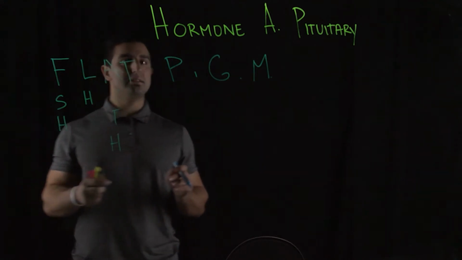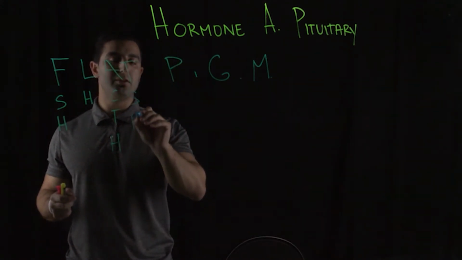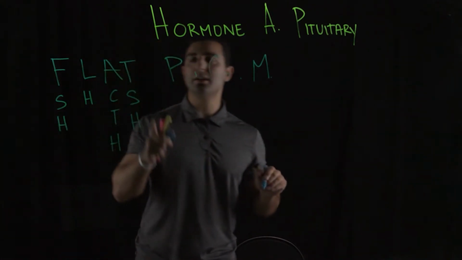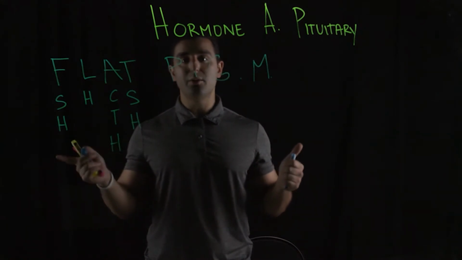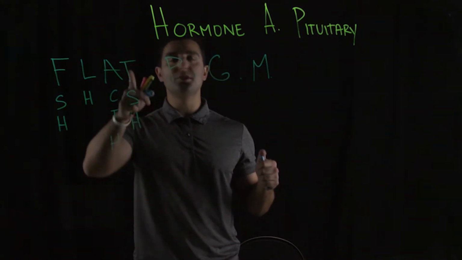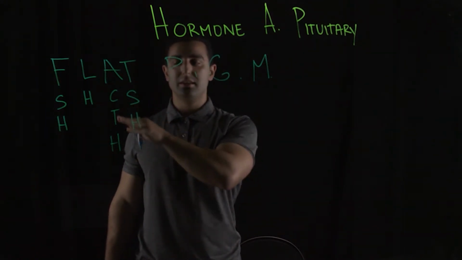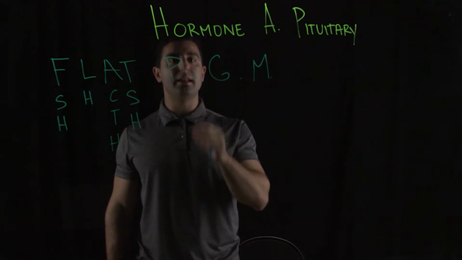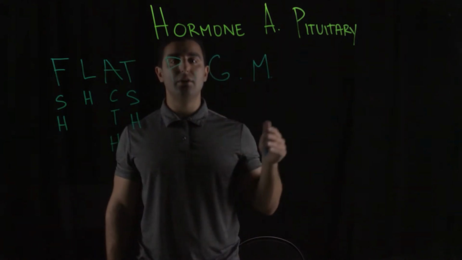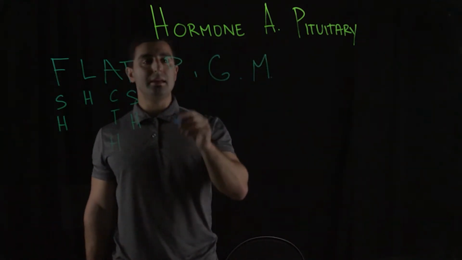The T stands for thyroid stimulating hormone. So the target organ of thyroid stimulating hormone is what? The thyroid, right? So thyroid stimulating hormone is a hormone secreted from the anterior pituitary, which reaches the thyroid gland to allow for the synthesis and secretion of thyroid hormones. Okay?